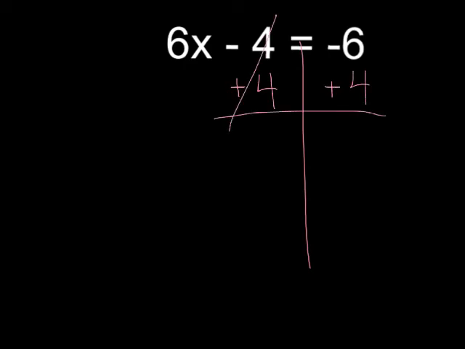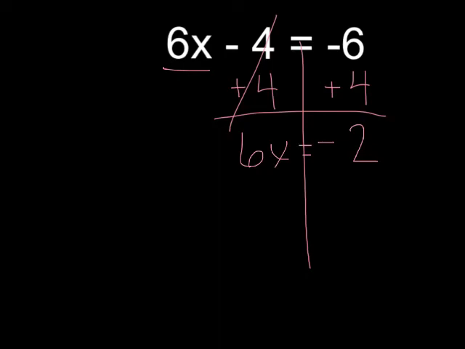Minus 4 plus 4 cancels. Look out. Negatives plus positives. Don't get confused. Negative 6 plus 4 is negative 2. If it was negative 6 degrees outside and it got 4 degrees warmer, you'd be at negative 2. Bring down what's left of the equation, and you're left with 6x equals negative 2.